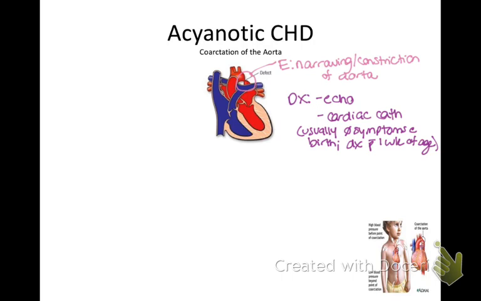Because, again, it's all about supply and demand. And so what's happening is that the left side of the heart, the left ventricle, pumps out the blood to the aorta, and the aorta is trying to get it out to the body.